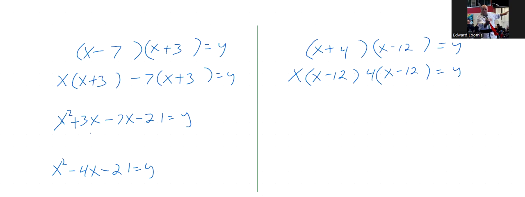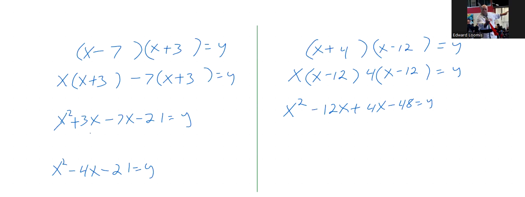Now to get rid of the parentheses further, I'm just going to distribute. x times x gives me x squared. x times 12 is 12x. Positive times negative is negative. Look at the second parenthesis. 4 times x is 4x. Positive times positive makes that positive. 4 times 12 is 48. Positive times negative makes that negative, and that whole thing is equal to y.